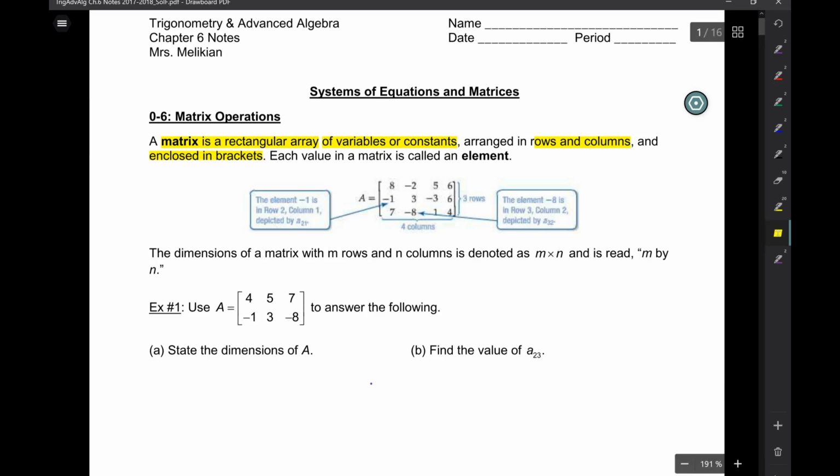Each value in the matrix is called an element. All right, so the 8 is an element, the -2 is an element, the -3 is an element. Okay, together they form this matrix.